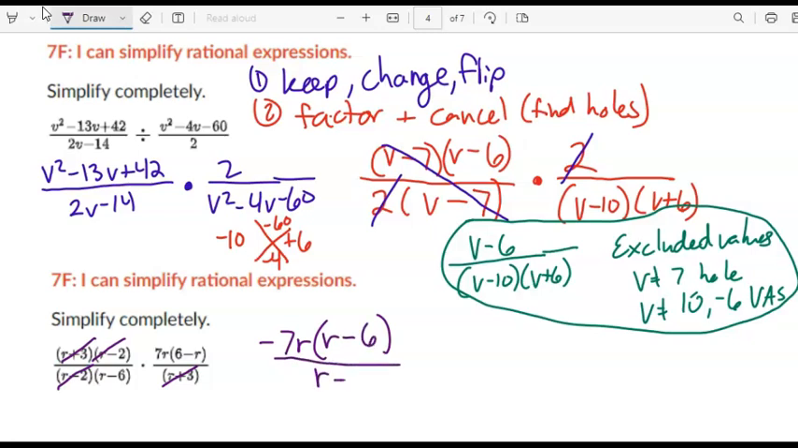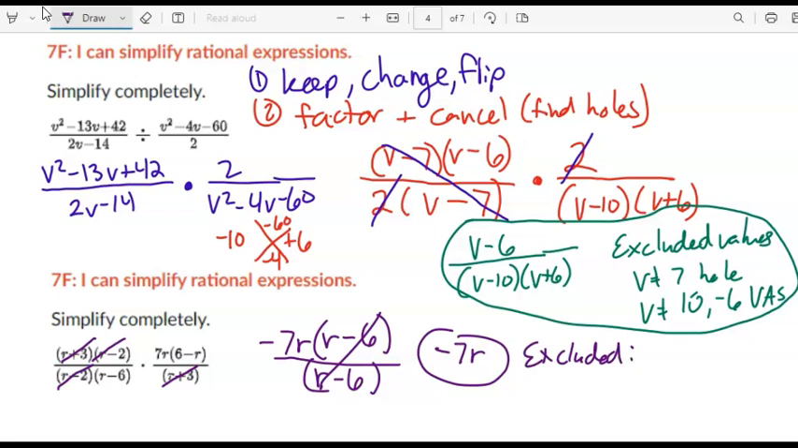All over r minus 6. So those also cancel, and you're left with negative 7r. And your excluded values: r cannot equal negative 3, 2, or 6. Those are all going to be holes.